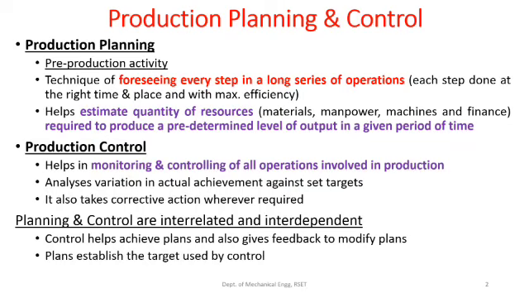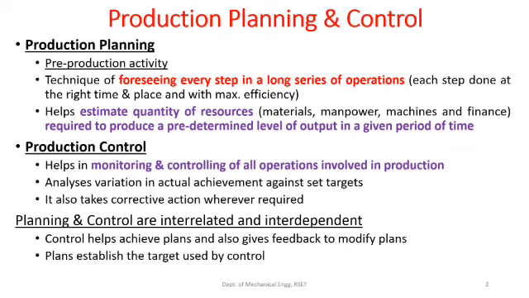Production control is an activity that helps in monitoring and controlling all operations involved in production. In production planning, we plan what is to be carried out, whereas in production control, we monitor the execution of the activities that are planned. Once you have a production plan, you then implement your plan. And while implementing the plan, it is necessary that you control all the operations so that you ensure that all the activities are going according to the plan. So production control is a function that helps in monitoring and controlling all the operations involved in the production process.